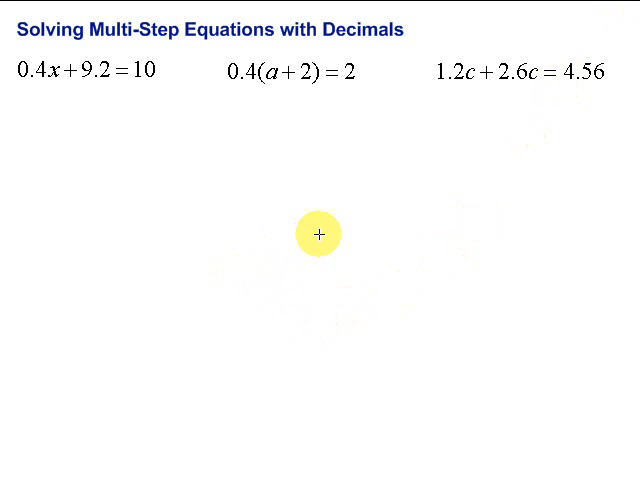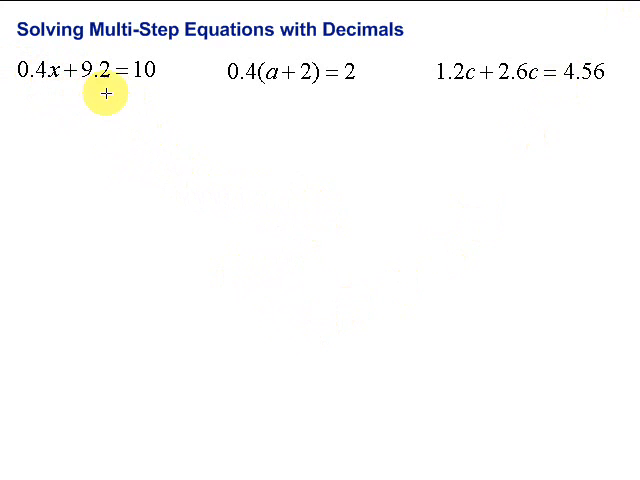Solving multi-step equations with decimals. If there's decimals involved in the problems, that's no problem for us. The steps are exactly the same to get down to just that variable. Let's take a look at this first one. We have 0.4x plus 9.2 equals 10.